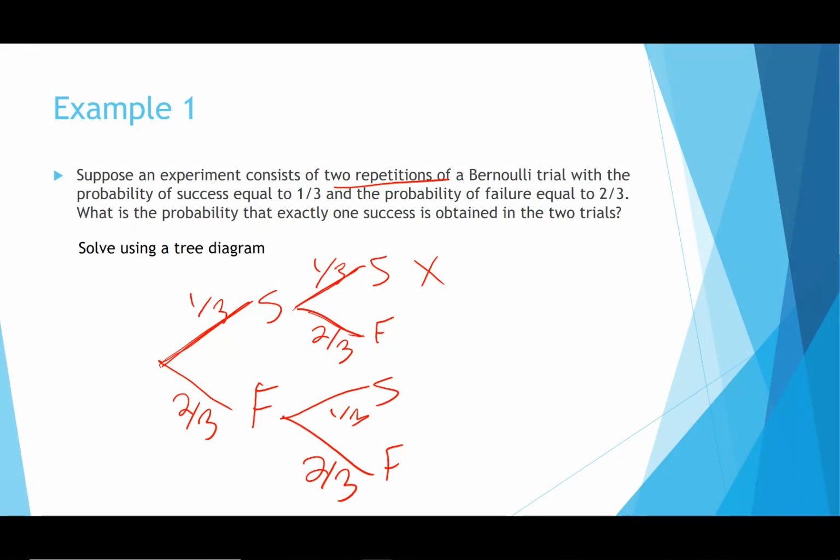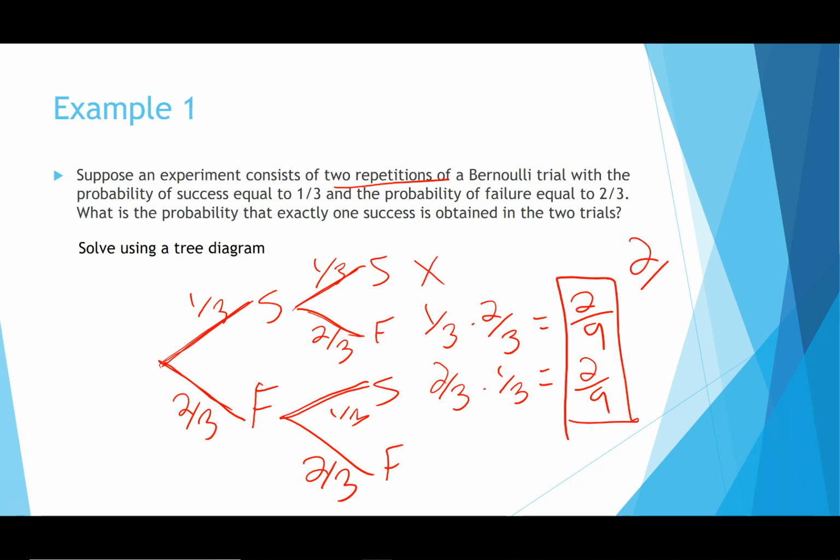Success and failure, that's 1 success right there. The probability of that would be those 2 branches, 1/3 times 2/3, which equals 2/9. All right, and then if we fail, then succeed, that's another 1 success. That would be 2/3 times 1/3, which equals 2/9 again. So the probability of getting exactly 1 success is 2/9 plus 2/9. We just add these 2 probabilities together, which equals 4/9. So there's your probability of exactly 1 success.